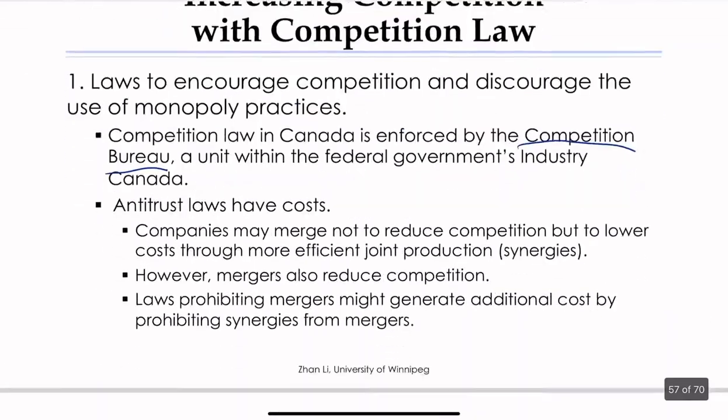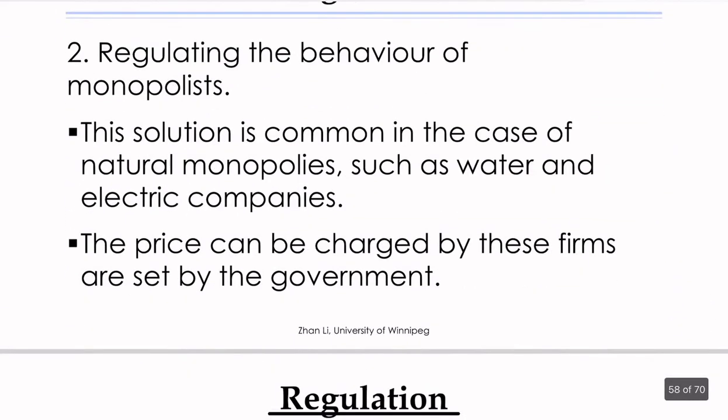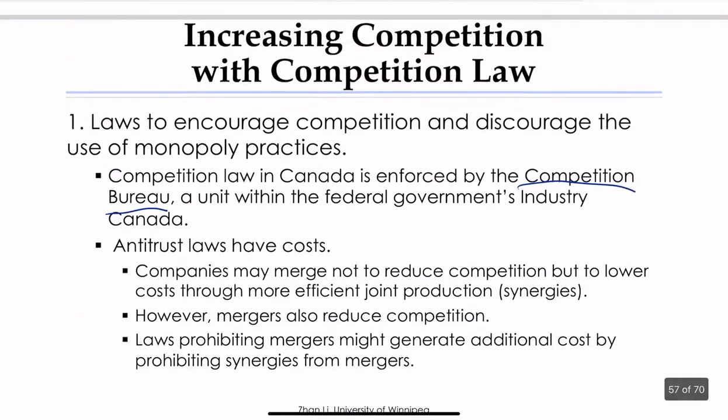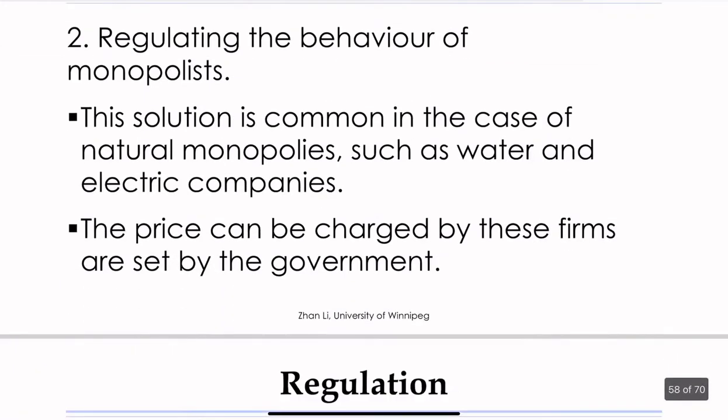the second one is directly regulating the behavior of monopolists. So the first one is about regulating merger and acquisition, and the second one is directly regulating monopolists' pricing and production behavior. This kind of solution is widely used in the case of natural monopolies, such as water and hydro firms.